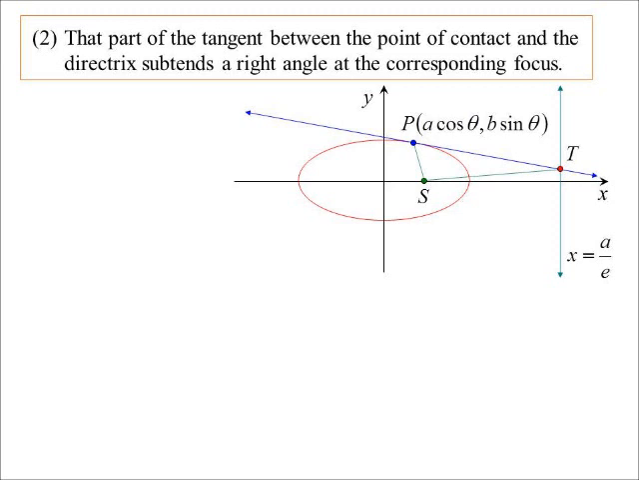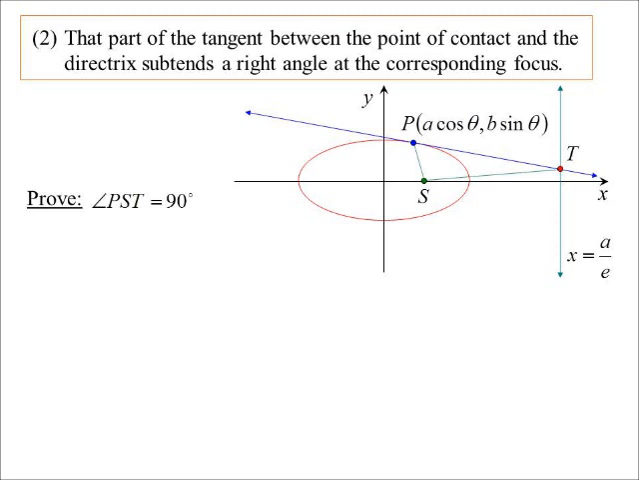Let's put that together with a picture so we can see exactly what they're talking about. So we're saying that part of the tangent between the point of contact, which is P, and the directrix, which is T. Remember, to subtend an angle, you get 2 points, draw it to a third point. So it's saying subtends at the focus, so we'll draw it up to the focus. Basically what they're saying is angle PST should be 90 degrees. That's what we want to go and show.